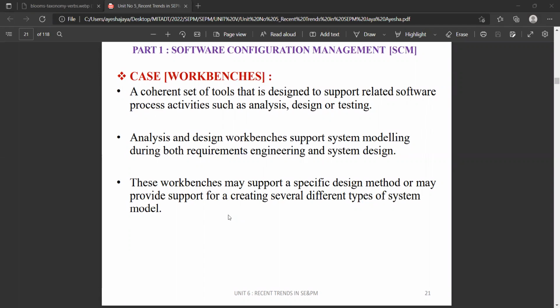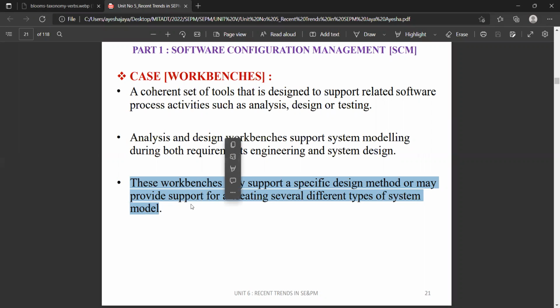So workbenches as CASE, a coherent set of tools that is designed to support. So what we do, we try to find support to address these limitations, and that's why the workbench comes into the picture. Okay, so you can outsource certain things for getting support. That's why these workbenches may support a specific design method or may provide support for creating several types of system model. So everything you need not program, you can outsource it.